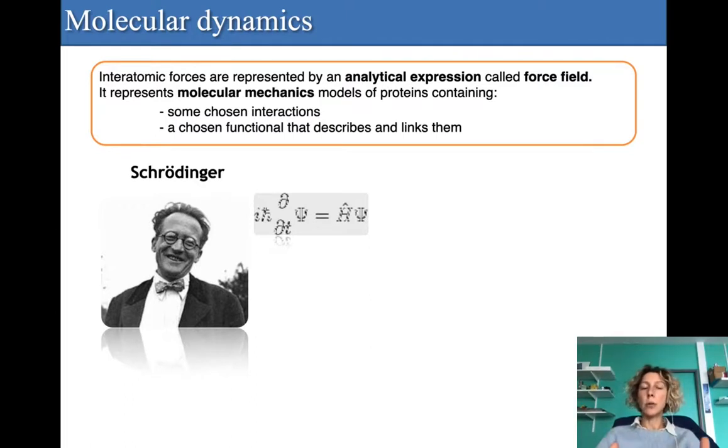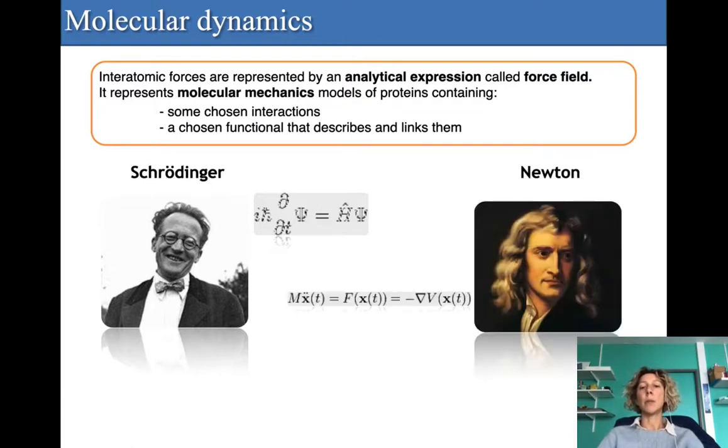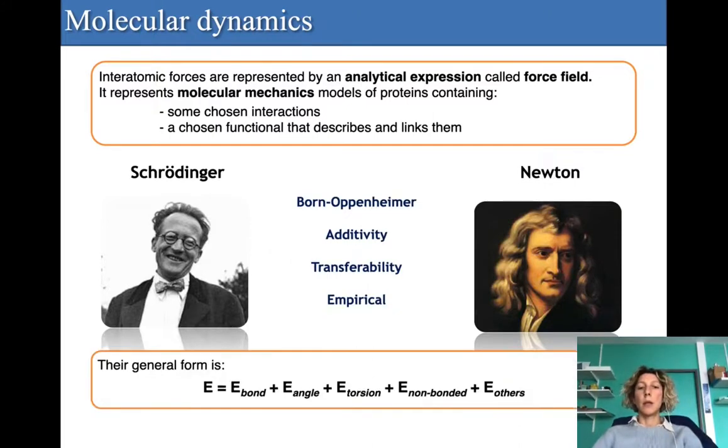So in principle, the motions of a protein should be driven by the Schrödinger equation, because we are in very small scales. But to simplify, we will assume that we are in classical mechanics, so that the motions of the proteins are just described by the Newton equation. So the sum of the forces is equal to the mass times the acceleration. So this is the general form of the functional.